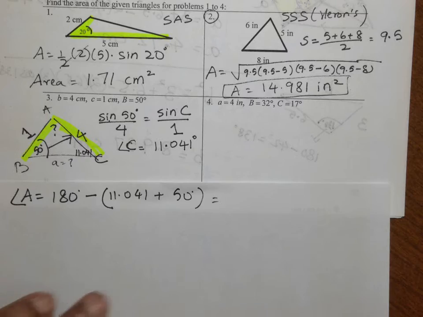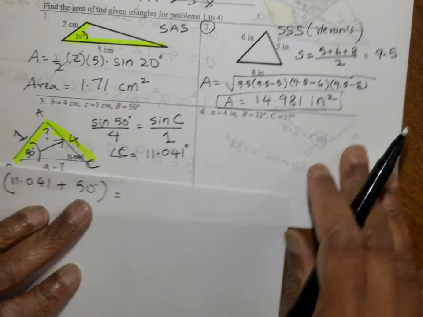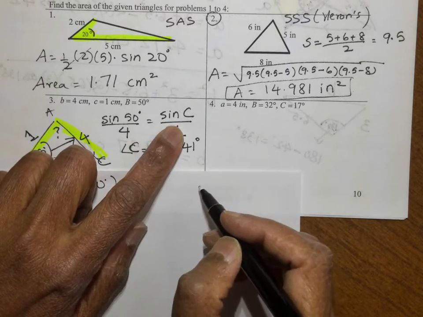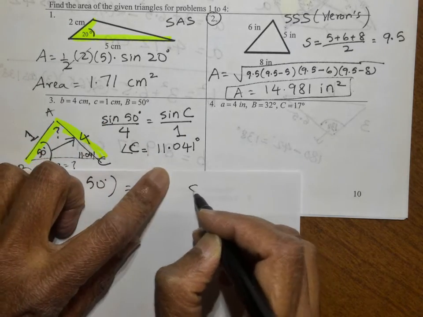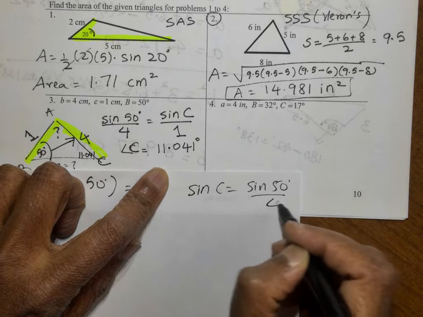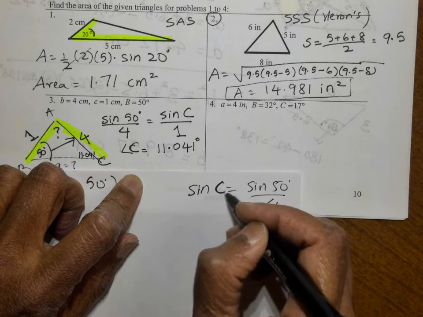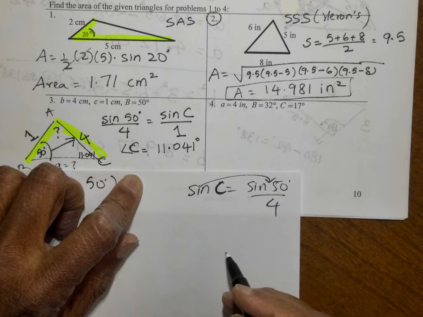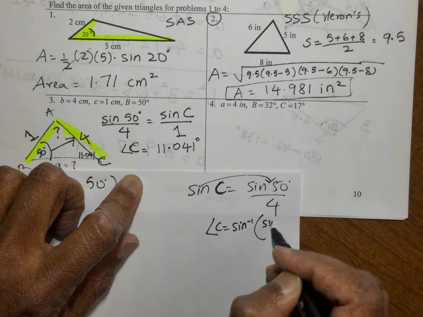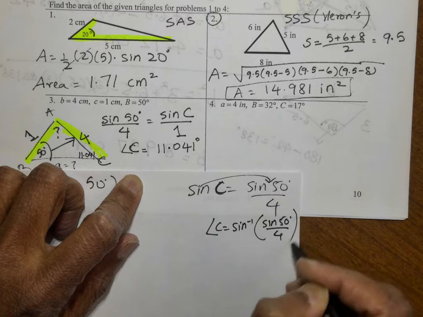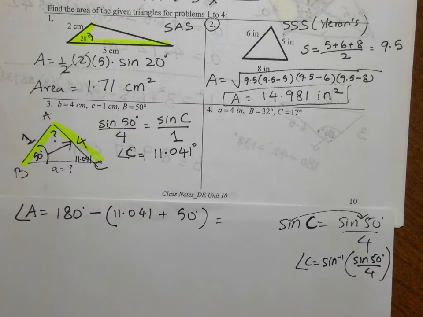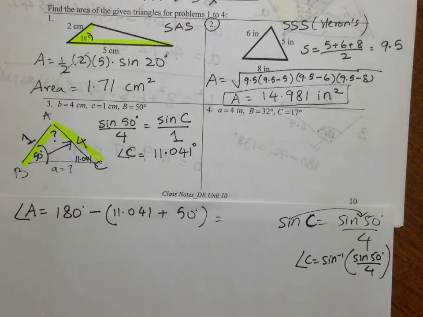How did I get angle C? Angle C is basically, so ignore the 1, anything over 1 is okay. So I have sine C equals sine 50 degrees over 4. This is what I have, right? And then how do you get angle C by itself? You move the sine over to this side. So angle C equals sine inverse of... Does this make sense? Yeah, that's how you do it. And then find angle A.